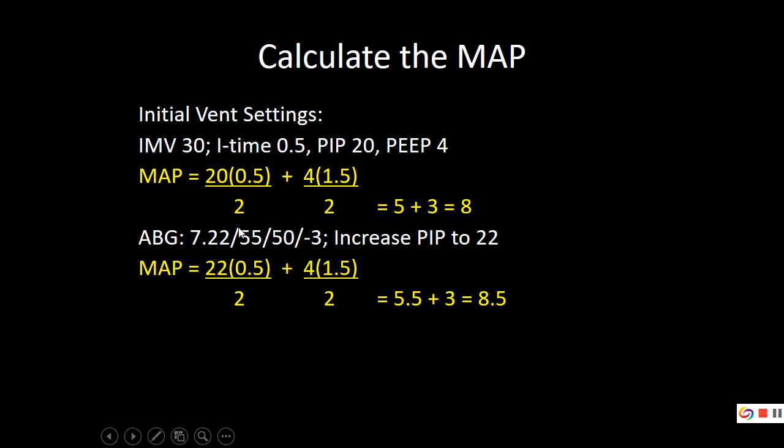Well, if you do the math, everything else is the same, right? Your I time, your expiratory time, your PEEP, everything's the same. All you changed was your PIP from 20 to 22. Your mean airway pressure went up a little bit to 8.5.